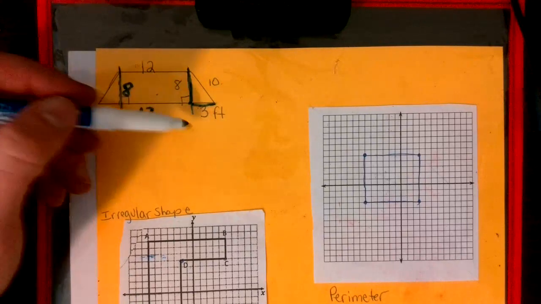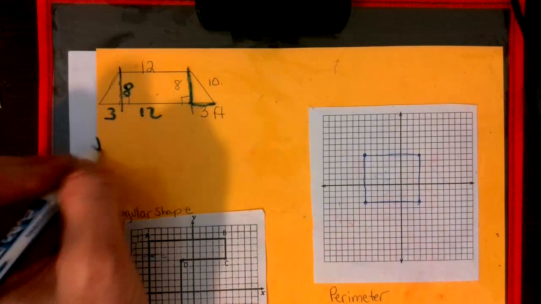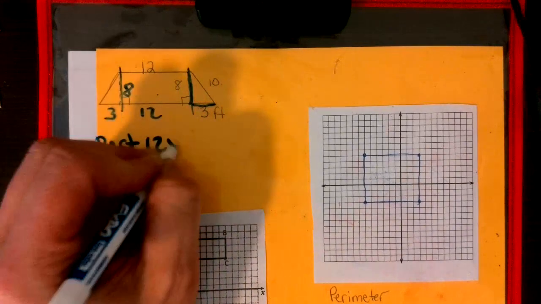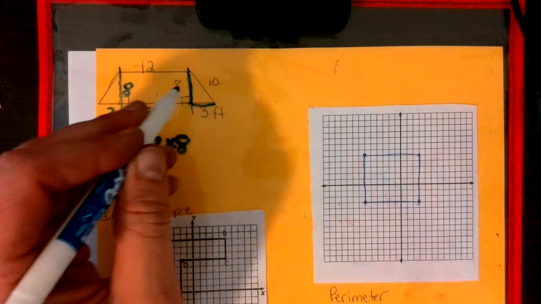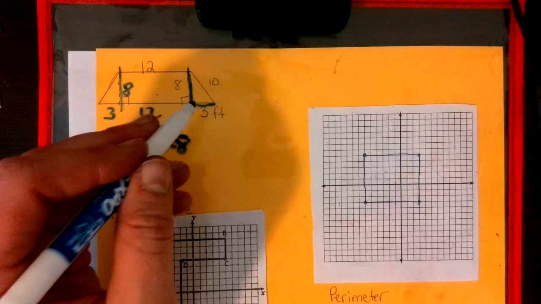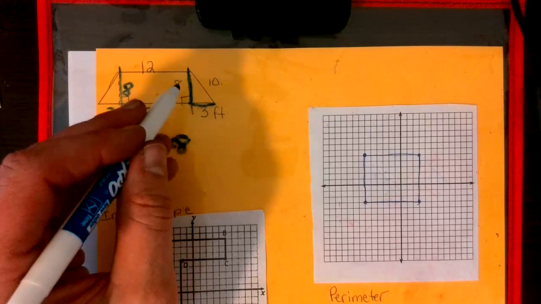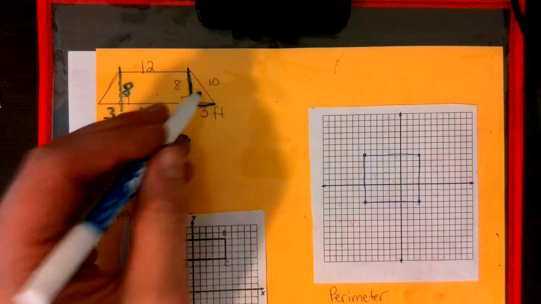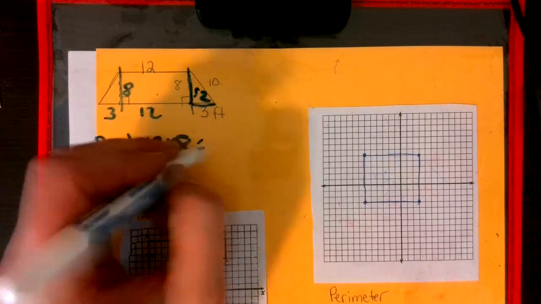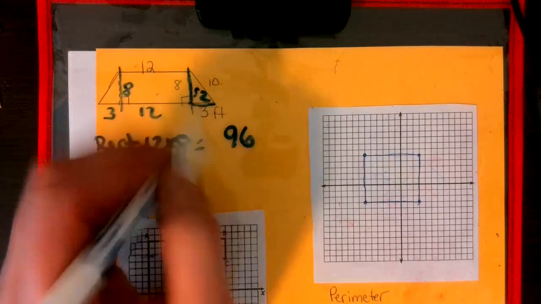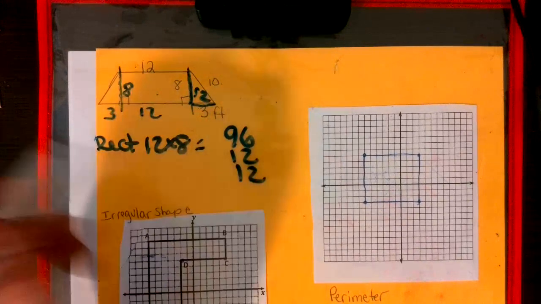So we have a 12 by 8 rectangle. So the rectangle is 12 times 8. And the triangles are base times height divided by 2, or half base times height. 3 times 8 is 24. Half of 24 is 12. So we get 96 for the rectangle, 12 for that triangle, 12 for the other triangle.